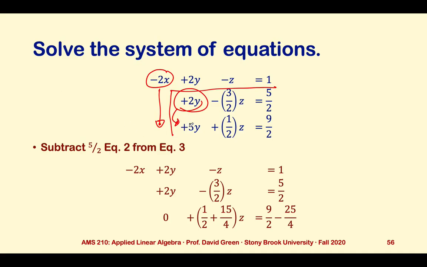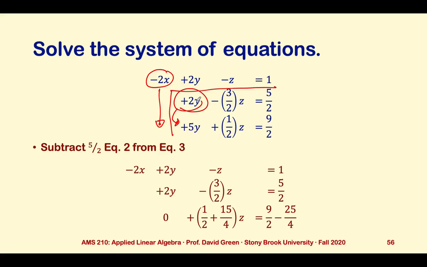We have a coefficient 5 on the third row, a coefficient 2 on the second. In order to eliminate using this second row, we need to divide the second row by 2 and then multiply by 5. That is, multiply by 5/2. And then we can subtract the result from the third row. Subtract 5/2 of the second equation from the third.